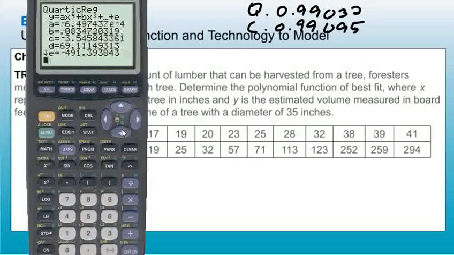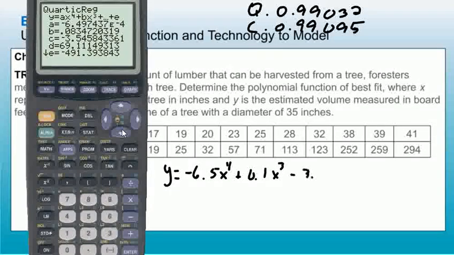Since this one's a quartic, let's write the equation. So we have y equals, and let's just do it to the nearest tenth. So it'd be y equals negative 6.5 x to the fourth plus 0.1 x cubed minus 3.5 x squared plus 69.1 x minus 491.4.